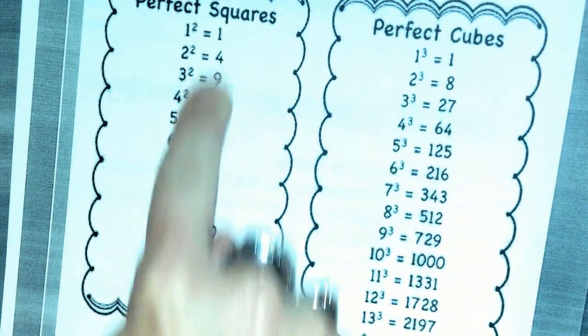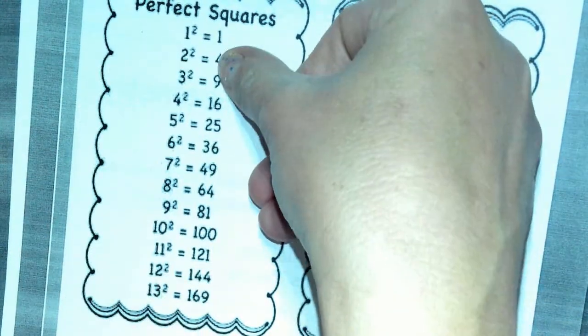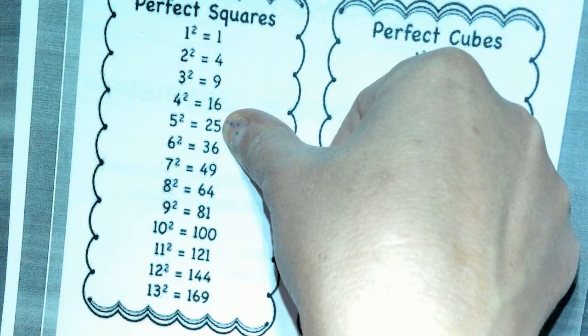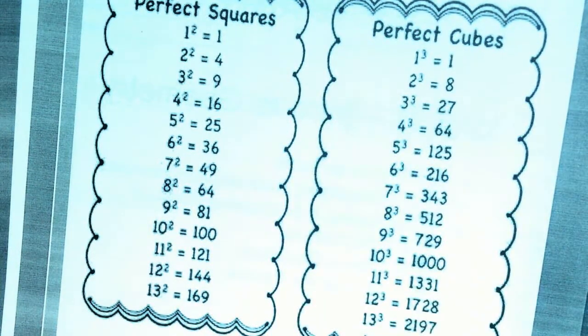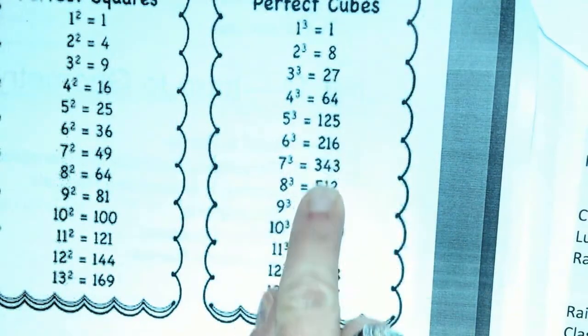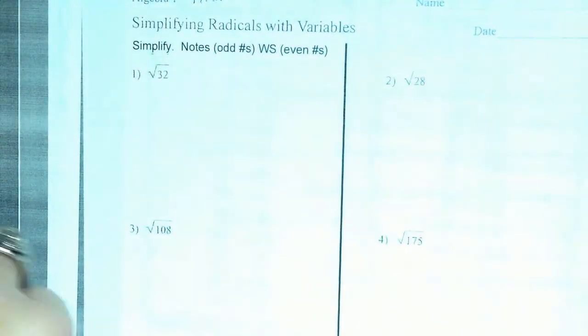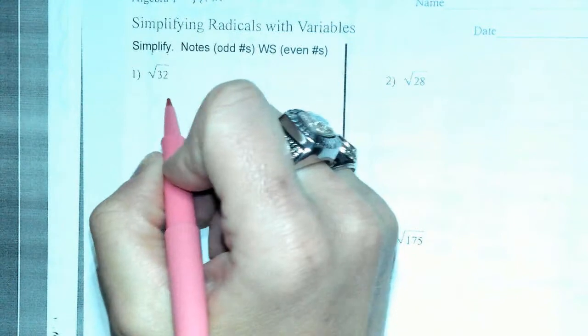Okay? These are your perfect squares. This is a reference guide on the back of the first page. These are the perfect squares: 1, 4, 9, 16, 25, 36, and so on. Perfect cubes are things that you can multiply times themselves 3 times. And those are the perfect cubes. Perfect squares is what we'll be looking at the most today. 32 is not a perfect square.